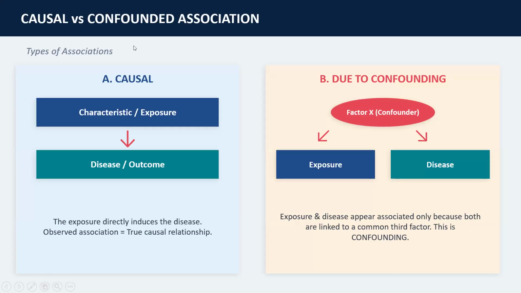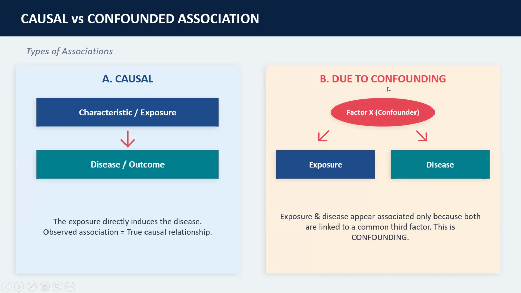Next are the types of association, which are causal and confounding association. Causal is one in which the exposure took place and resulted in disease as the outcome. The exposure directly induced the disease. The observed association is equal to the true causal relationship.